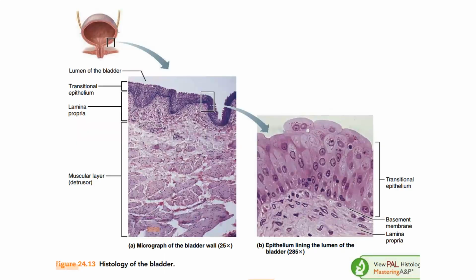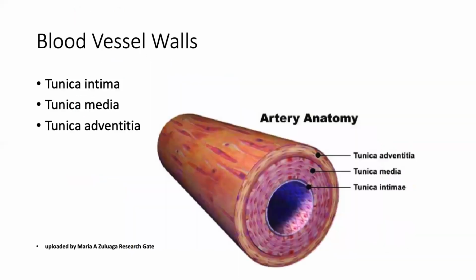And if you look at the histology of the bladder, these are the walls of the bladder, and you can see the innermost, which is in contact with the urine. This epithelium is the transitional epithelium. And finally, we have the very thick detrusor muscle layer. And outermost is the adventitia connective tissue.